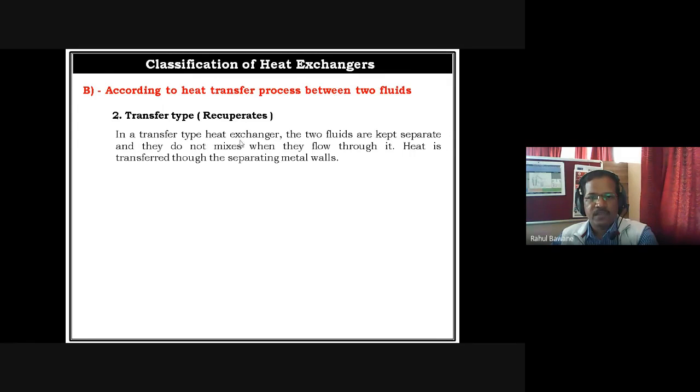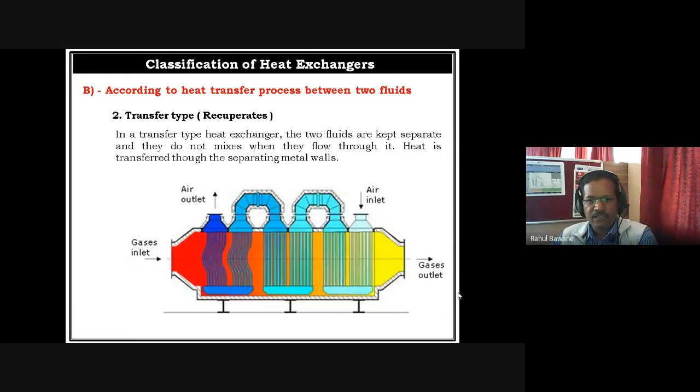In a transfer type heat exchanger, two fluids are kept separate and they do not mix when they flow through it. Heat is transferred through the separating metal wall. So two fluids are there, but they are separated by a partition. The hot fluid will deliver its heat to the partition, and from the partition, the cold fluid will gain the heat. Such an arrangement is used in the transfer type, because the partition member is actually transferring heat from the hot fluid to the cold fluid.